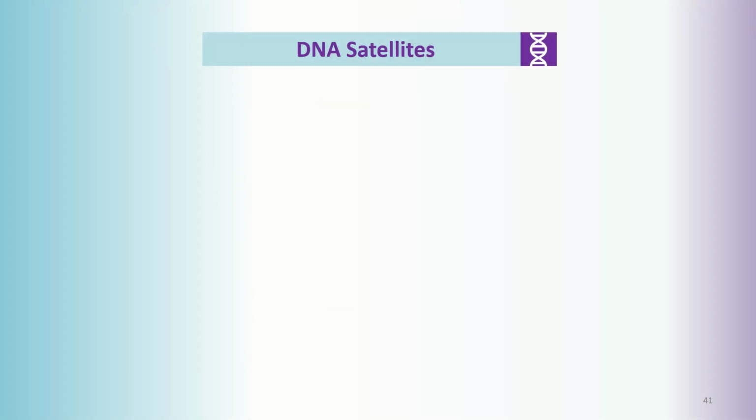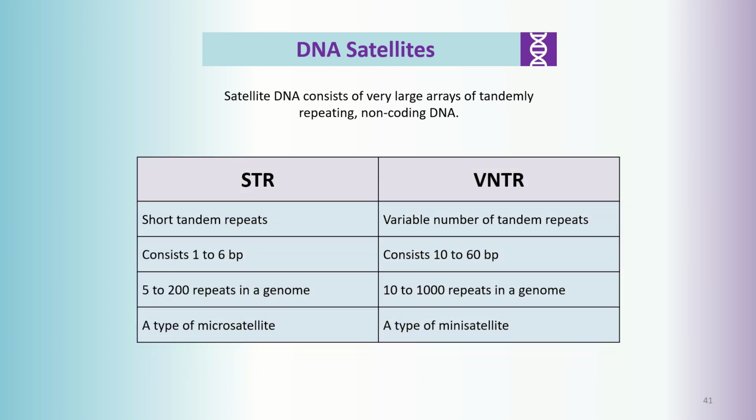We are talking about satellite DNA just now. Satellite DNA consists of very large arrays of repeats and is located in non-coding DNA. Besides STR, or short tandem repeat, another type of satellite DNA in our genome is VNTR, which stands for variable number of tandem repeats.